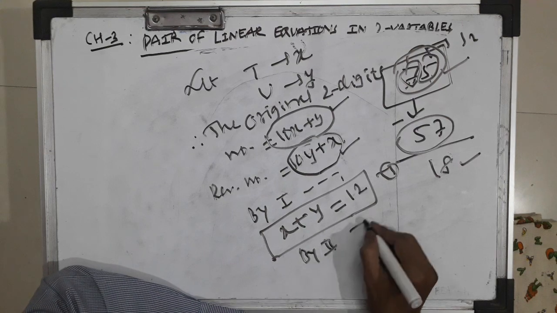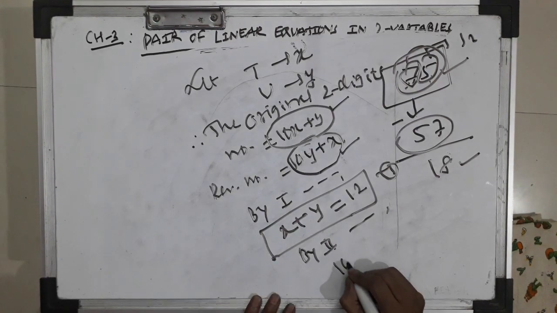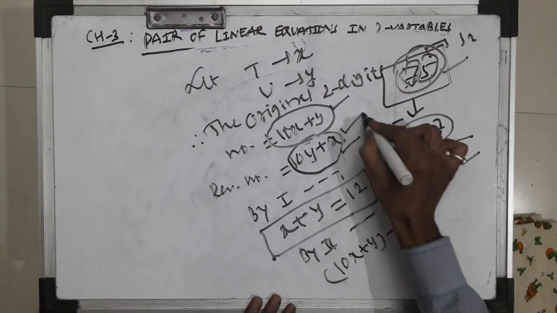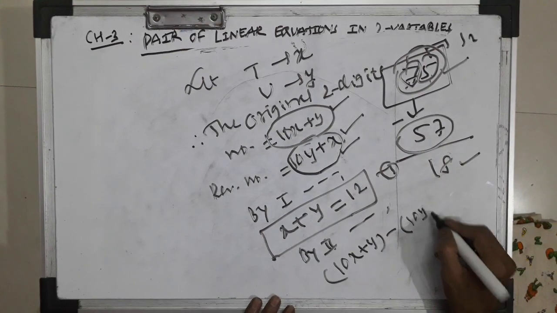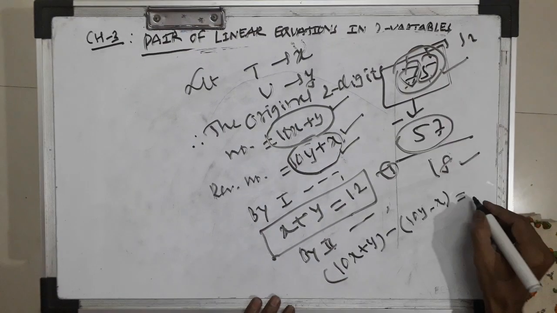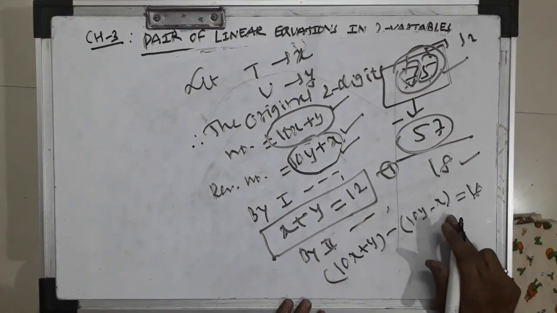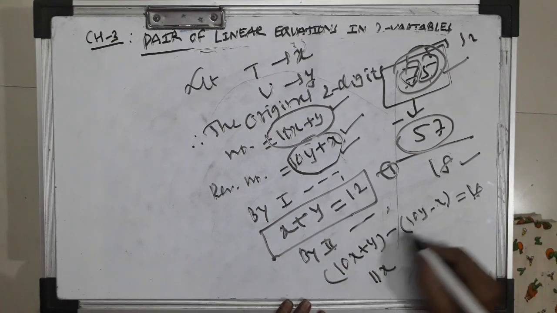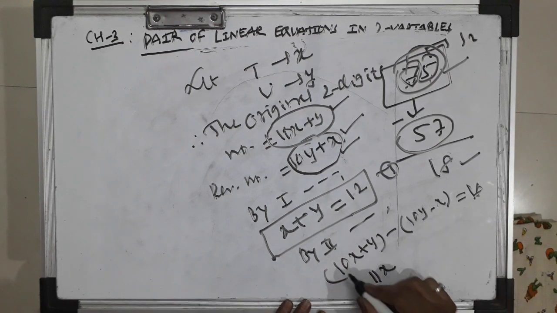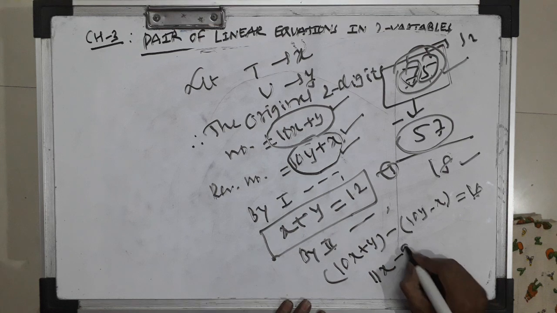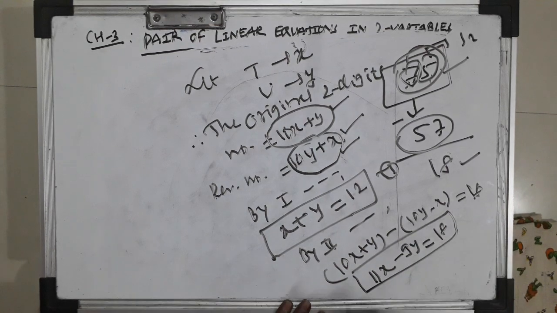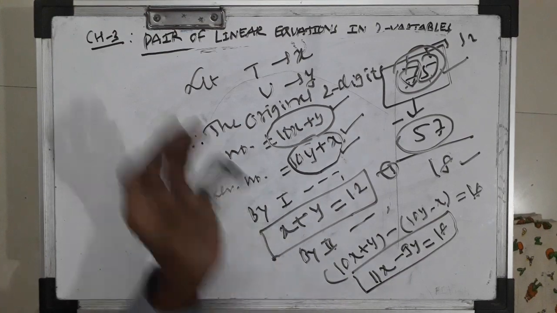By the second condition, the original number is 10x plus y. The reverse number is 10y plus x. The difference between these two numbers is 18. If we simplify it, it becomes 11x, after opening the bracket this will be plus x, so 11x minus 9y is equal to 18. This is the second equation. After solving, we'll get the value of x.